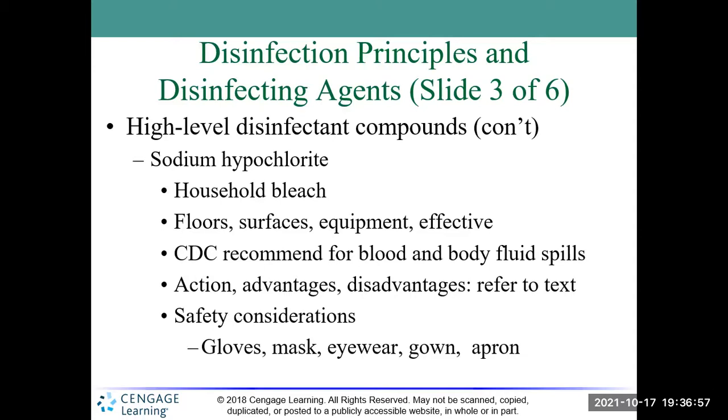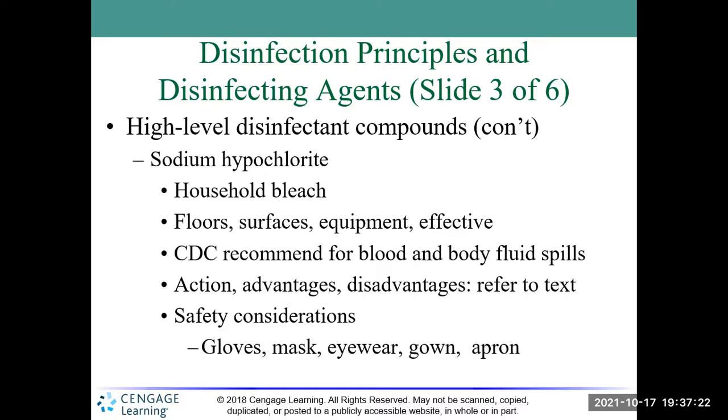The second one is sodium hypochlorite, and this is household bleach. This will be used to clean the floors, as well as the surfaces and equipment, and is effective. And when you're looking at a CJD patient, everything is going to be moved and mopped under, and everything is going to be cleaned on top of as well. So there are different protocols for different risks.